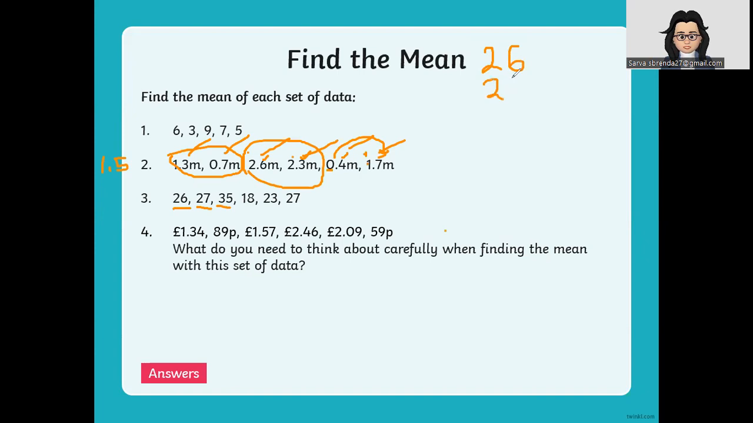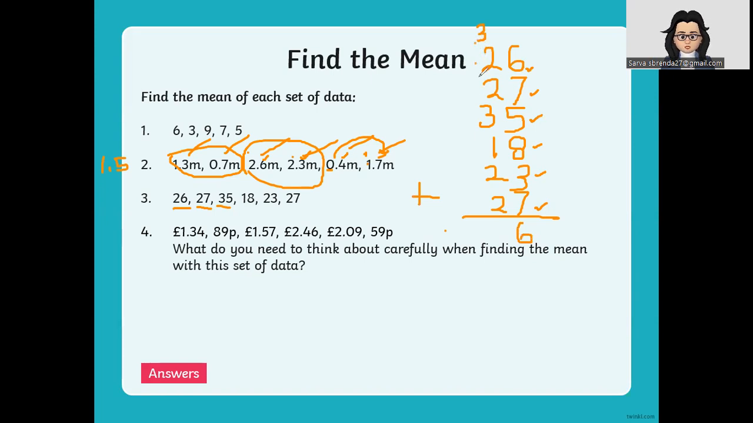26, 27, 35, I'm going to write it all in standard written method. 18, 23, and 27. Add up all the numbers. So 6 plus 7, that's 13. 13 plus 5, that's 18. 18 plus 8, 26. 26 plus 3, 29. 29 plus 7, 36. So you write your 6 down and your 3 up.